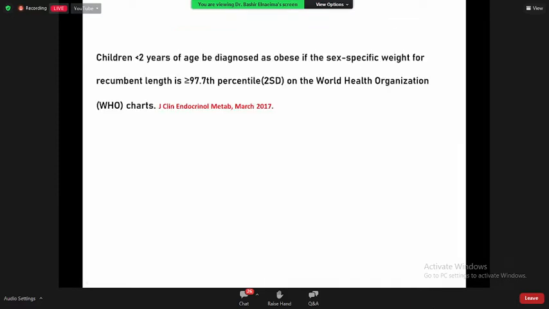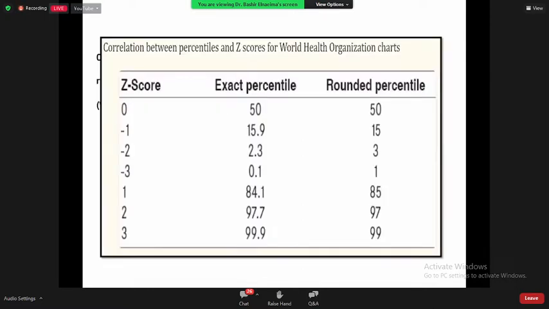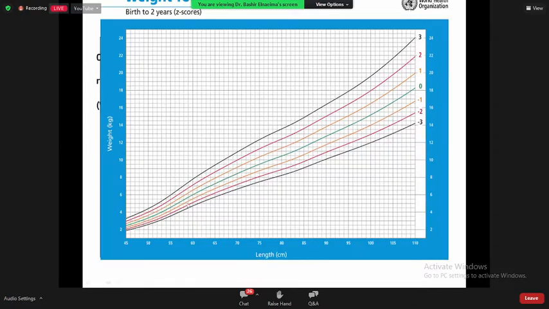For children less than 2 years of age, they are diagnosed as obese if the sex-specific weight for recumbent length is at or above the 97.7th percentile on the World Health Organization chart. And 97.7 is equal to a Z-score of 2. This is the growth chart of the WHO weight for length. If the child's weight for length is above the 2 Z-score, that means the child has obesity. Why is it of concern? Because, as I mentioned before, currently we see children even under 2 years of age who have obesity. So you have to know which centile and which growth chart we are going to plot on.